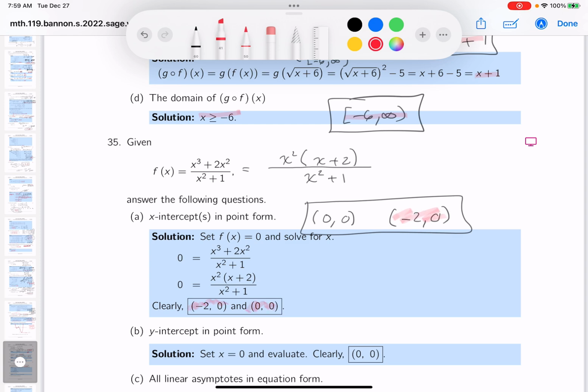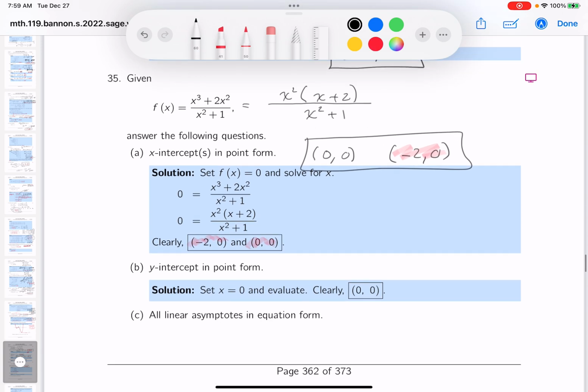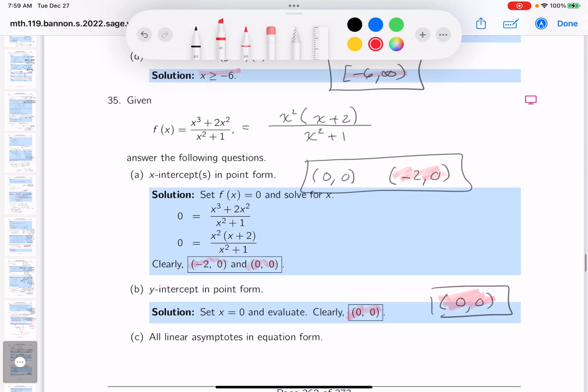The next thing it wants to know is the y-intercept. How do you get a y-intercept? You set x to be 0, and if you do that, relatively simple by the way, you just get 0, 0. Look at the key, see how we got it? And we got that.